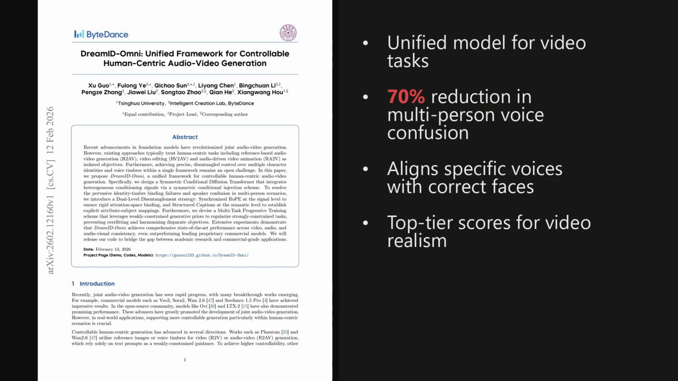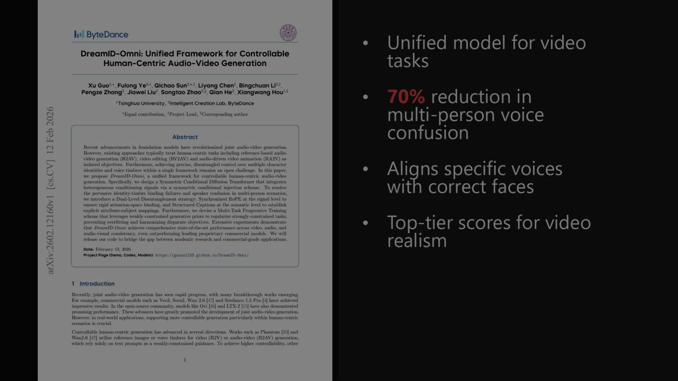I'm Alex. Today we're looking at a paper from the Hugging Face trending list, published on February 12, 2026, about 2 weeks ago. It introduces a unified framework that seamlessly combines video generation, editing, and animation, drastically reducing the confusion between different speakers in complex multi-person scenes. The paper is titled DreamID-Omni, Unified Framework for Controllable Human-Centric Audio-Video Generation. And as we'll see later, the results for keeping voices synchronized with the correct face are really impressive.